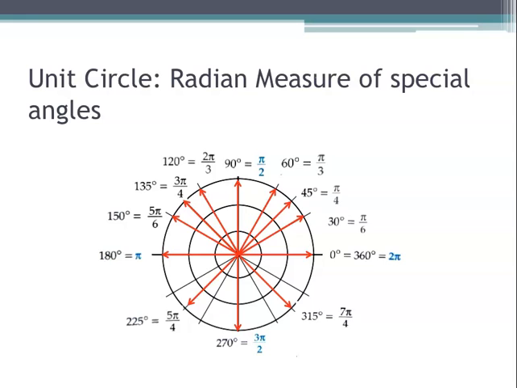30 degrees past 180 degrees is 210 degrees, which is 7 pi over 6. Another 30 degrees past that is 240 degrees, which is 4 pi over 3. Go 30 degrees past 270 degrees, that's 300 degrees. That's 5 pi over 3. Another 30 degrees takes us to 330 degrees, which is 11 pi over 6.